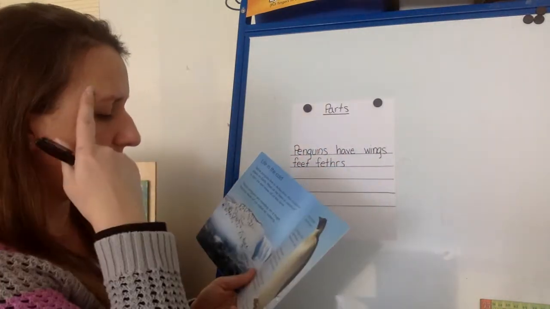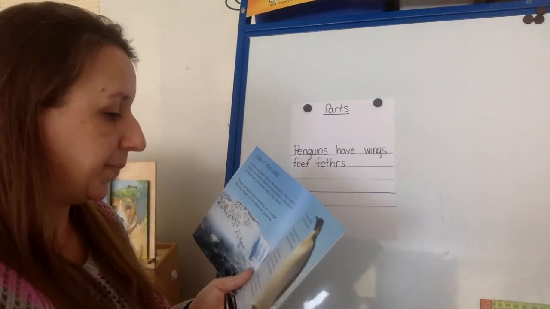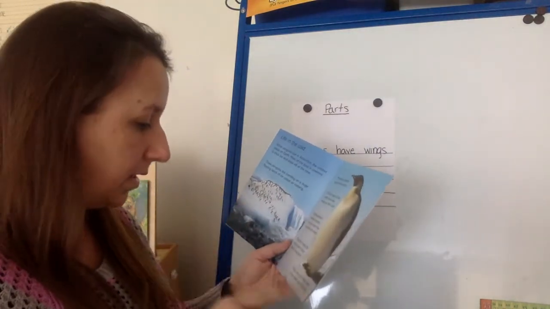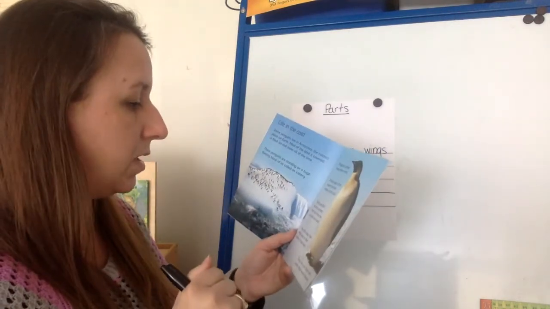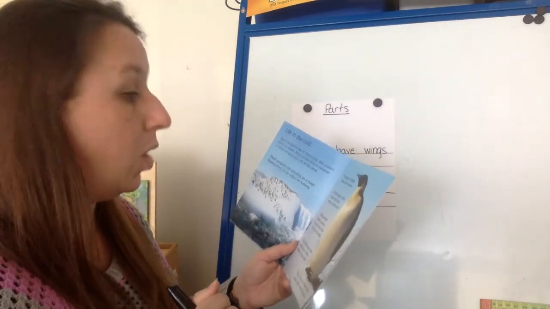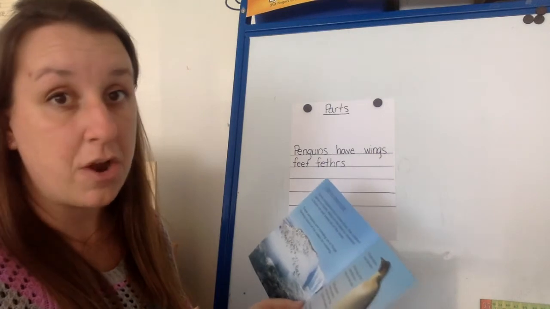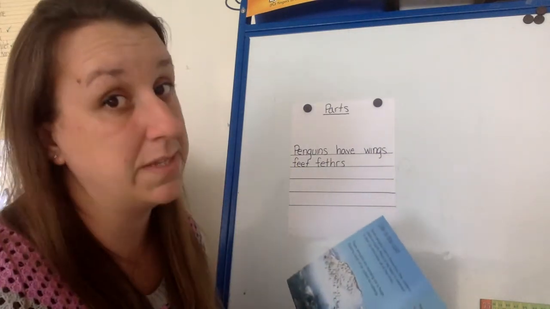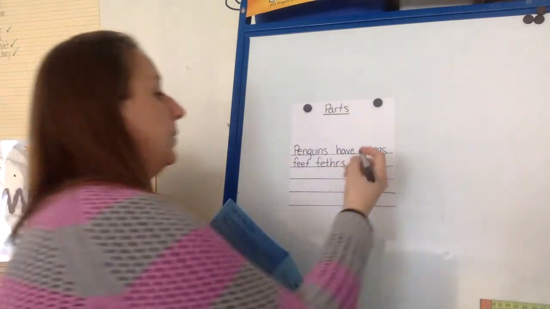Let's see, what else did it say? I got that. Let's listen to it again. They tuck their feet. They keep their wings closed to trap the heat. Oh, layer of fat, right? They have thick layers of fat. That's part of them. Say part of them. So I'm going to say fat.